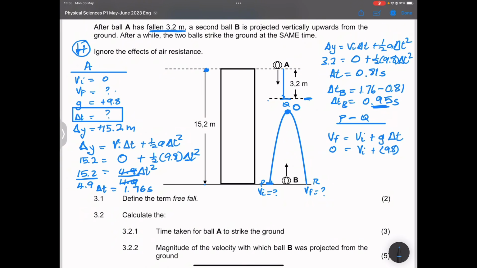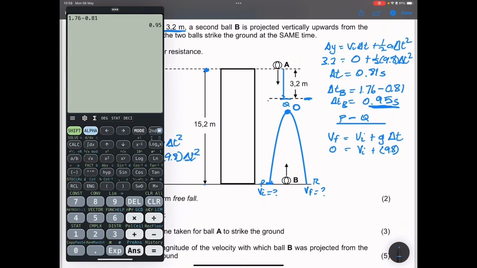Now, actually, please remember, it will be half of this time, right? Why? Because we only took from P to Q and not the entire motion of body B. So 0.95 divided by 2, this would be 0.475, right? Okay, let's squeeze that in there. So 9.8 times 0.475, multiplied by 9.8, and I get 4.666. So our initial velocity, and I'll get a negative answer, is negative 4.66 meters per second.